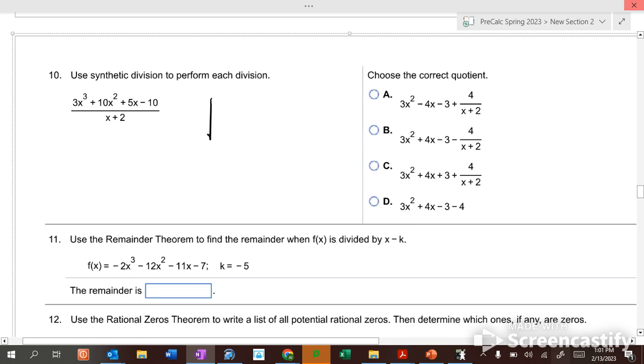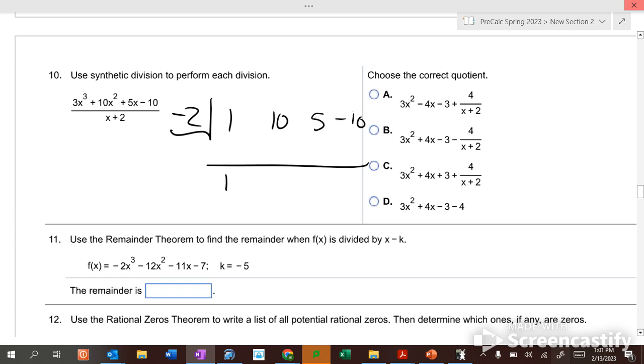Synthetic division. What goes in the box? 2 or negative 2? Negative 2. And we get 1, 10, 5, negative 10. So we go 1, negative 2, 8, negative 16, negative 11, positive 22, which is 12. And I did something wrong, didn't I? Oh, the first one is supposed to be a 3. Good call.